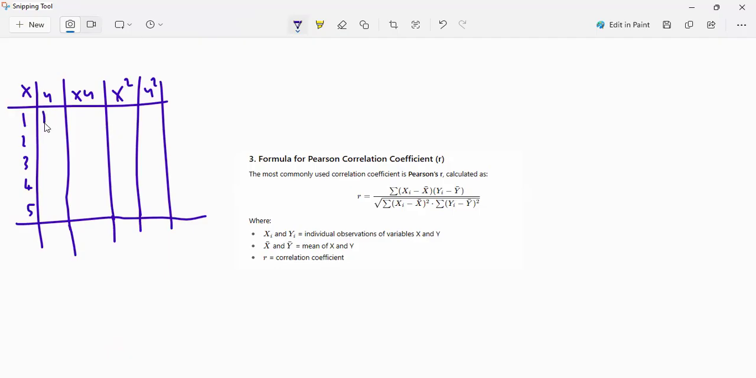Then here we have 1, 1, 2, 2, and 4. So when we multiply these two, here we have 1, here we have 1. 2 times 1 is what? This is 2. Then this is what? 6. Then this is 8. Then this is 20. Here, we are squaring the x's. Are we together? Have I lost anyone so far?